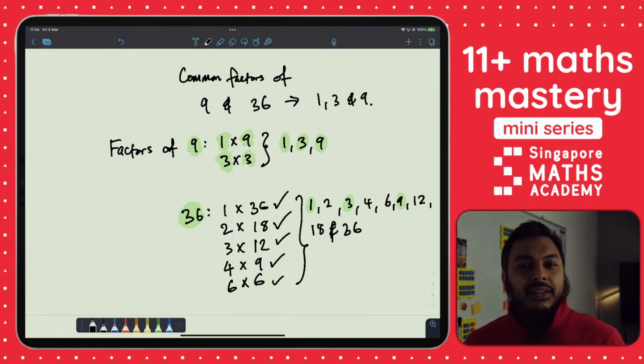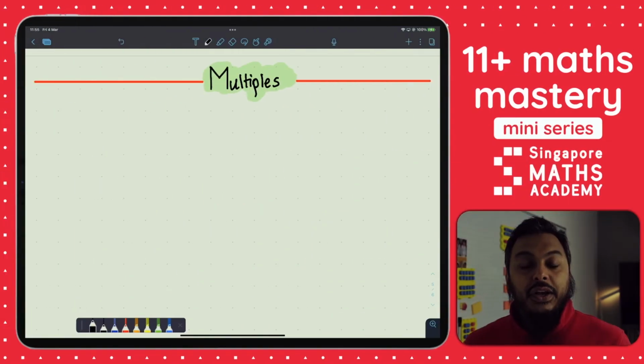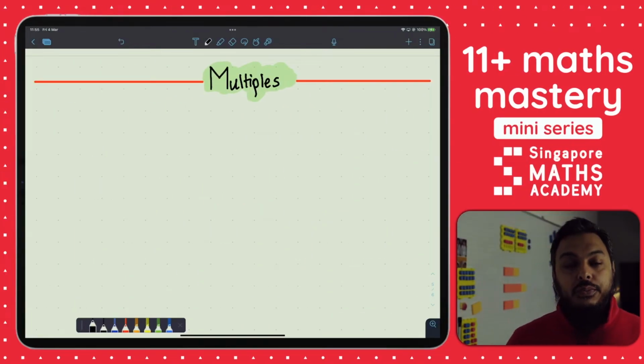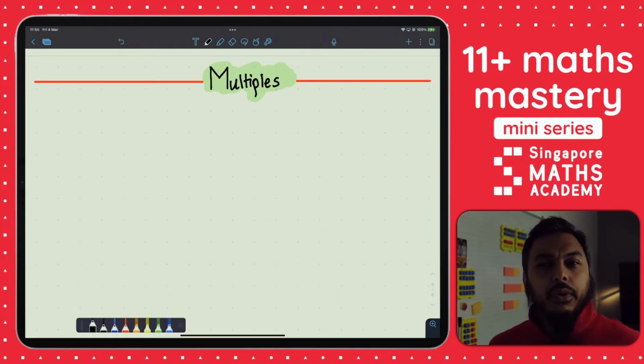Does that make sense, class? So have a go at doing that yourself with other common factors. The final part of this video is looking at multiples. What are multiples? Multiples are probably the simpler part of this video.